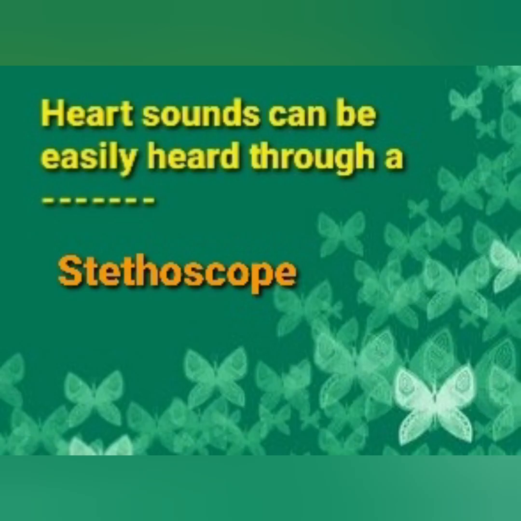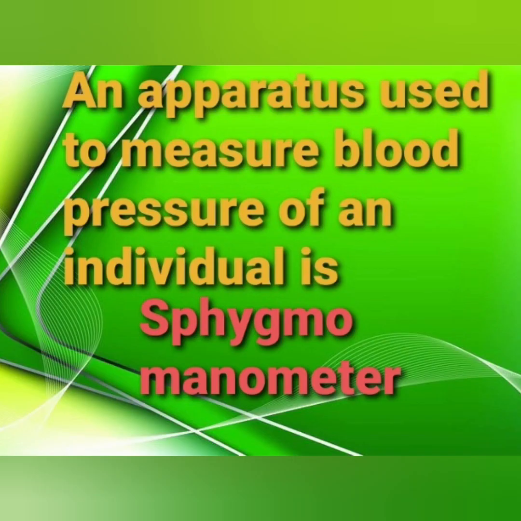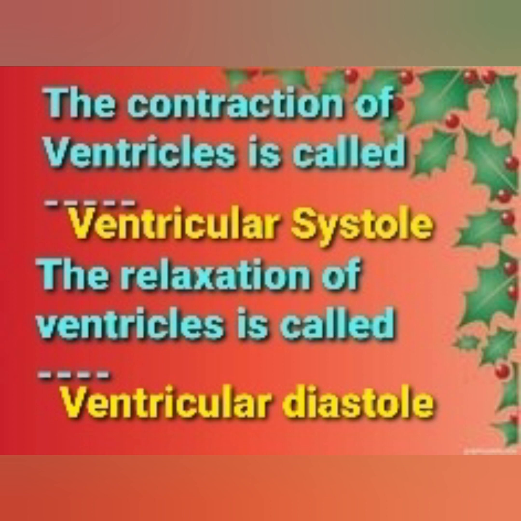Now, heart sound can be easily heard through a dash. The answer is stethoscope. Now, an apparatus used to measure blood pressure of an individual is sphygmomanometer. Now, the contraction of ventricles is called dash, ventricular systole. The relaxation of ventricles is called ventricular diastole.